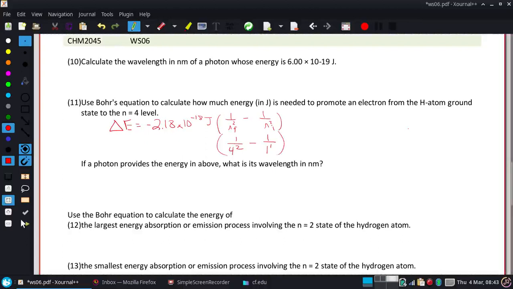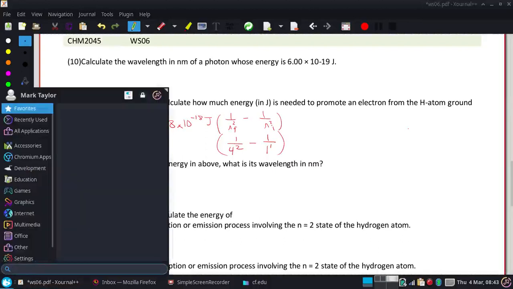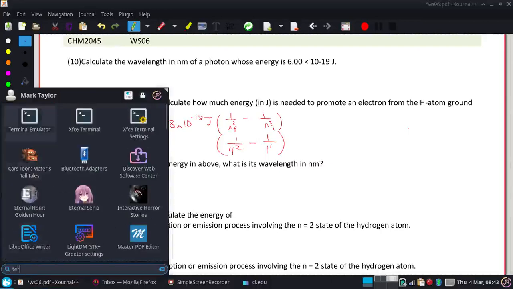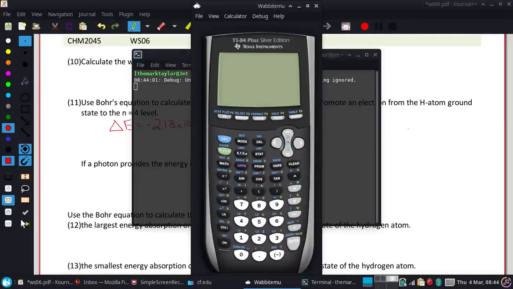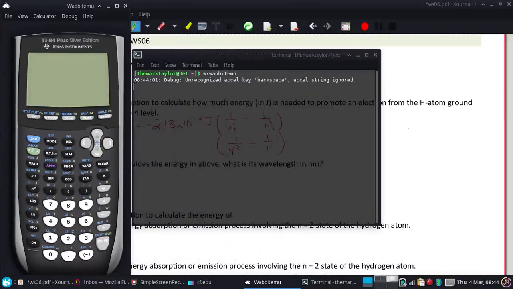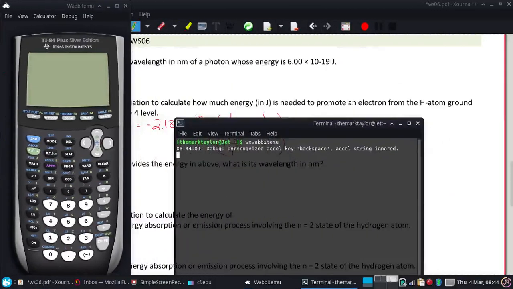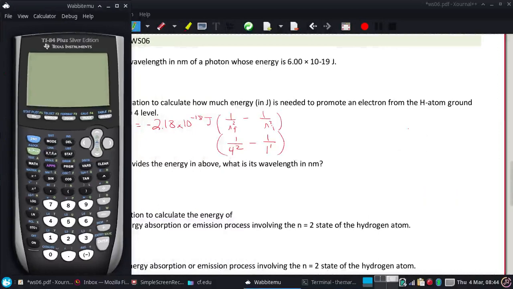Alright, so I need a calculator. And I didn't start that up before I started this recording. There it is. Alright, so get this out of the way. And I'm going to do 2.18 times 10 to the negative 18th. And I forgot to put the negative in, so we'll just take the negative of whatever answer I get.